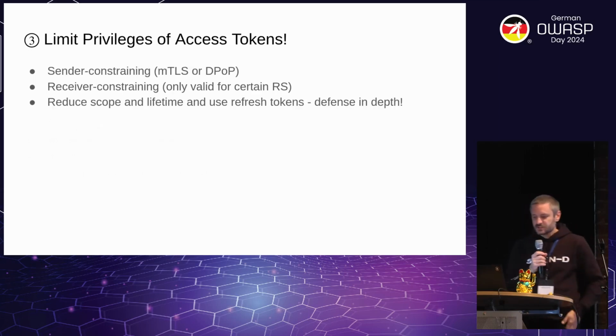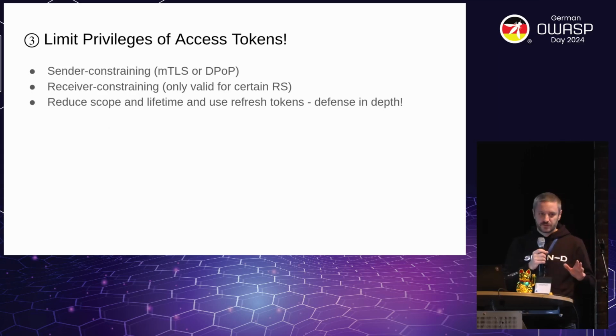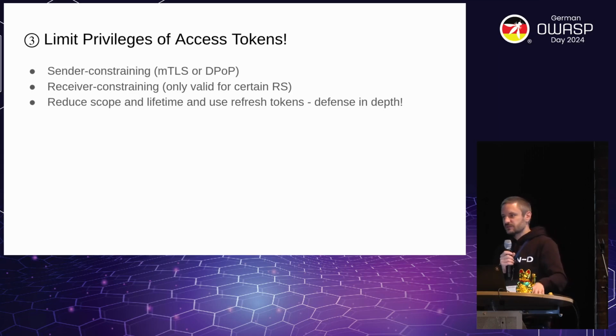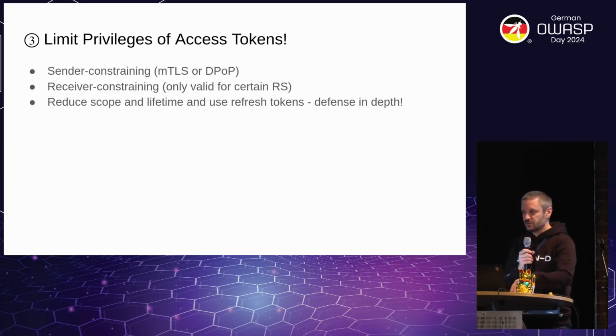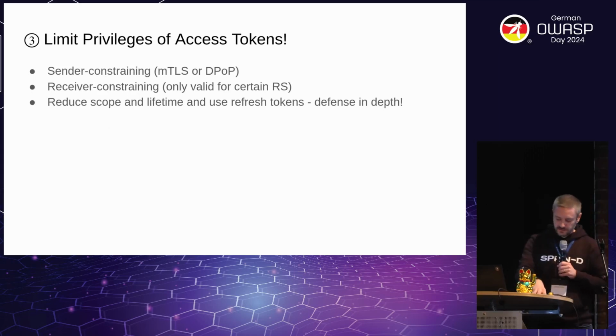And finally, ensure that your access tokens are not as powerful as just giving access to everybody and everything. So sender constraining, we already had that. Ensure that it can only be used with the knowledge of a private key. But you should also use receiver constraining. If you have multiple resource servers, there's no reason to create access tokens that give access to all of them. It's often sufficient to give access to one resource server and one resource on that server, and try to reduce their scope. So maybe for the banking application, reading your transaction data is fine, but maybe you don't need to make a payment with that same access token.